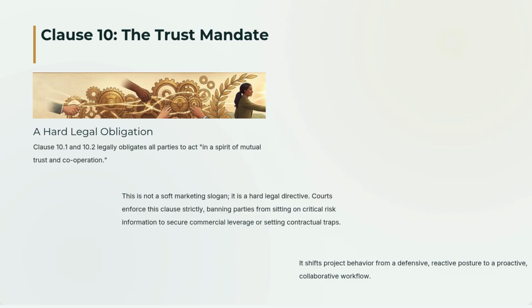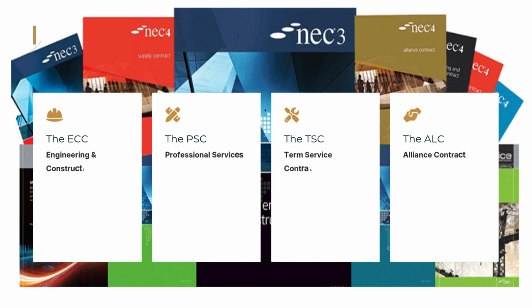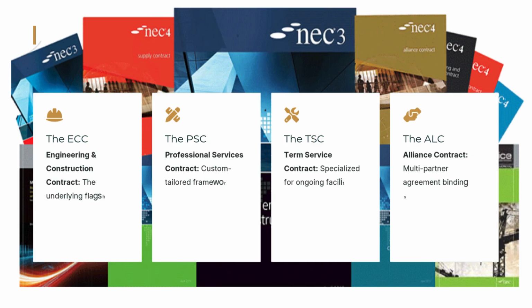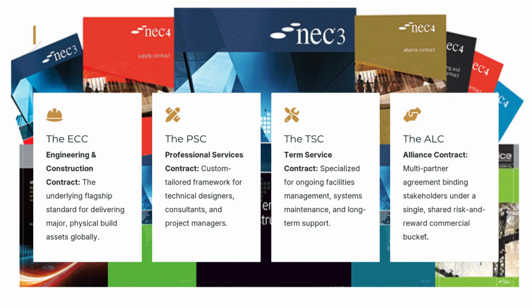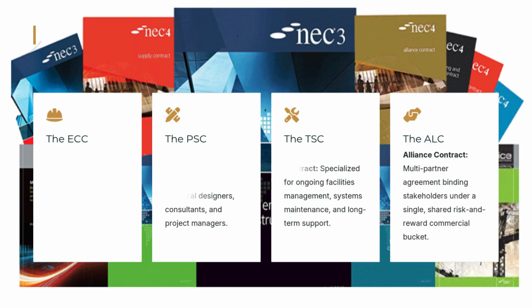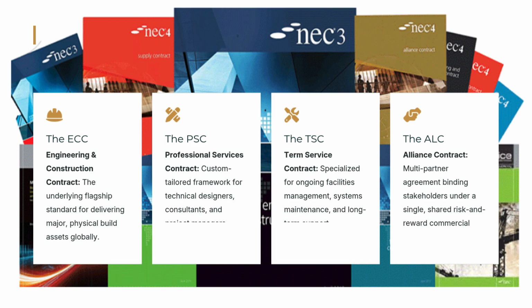Because this proactive management style worked so well, NEC expanded from a single contract into an entire matrix of options. Today, the NEC 4 suite includes several types of contracts covering the entire project lifecycle. They are categorized into major streams: the ECC, Engineering and Construction Contract, the flagship contract for major build assets; the PSC, Professional Services Contract, for architects, designers and consultants; the TSC, Term Service Contract, for ongoing facility management and maintenance over time; and the Alliance Contract, ALC, where multiple partners bind together under a single shared risk and reward bucket.